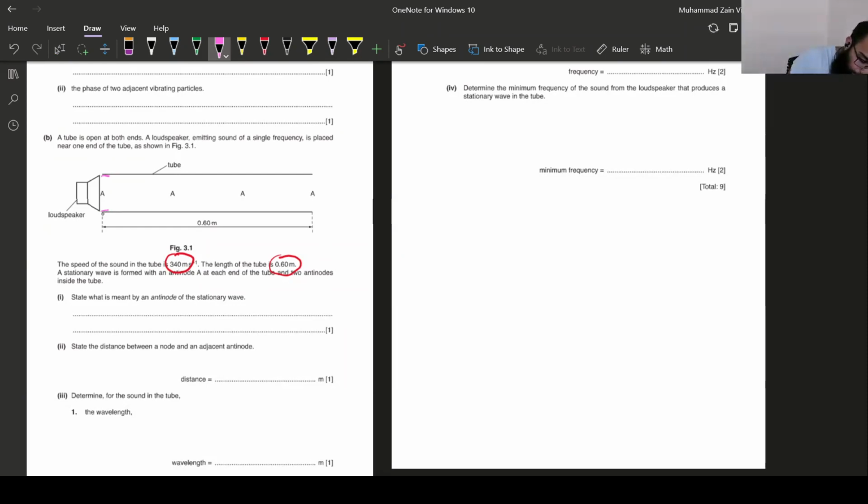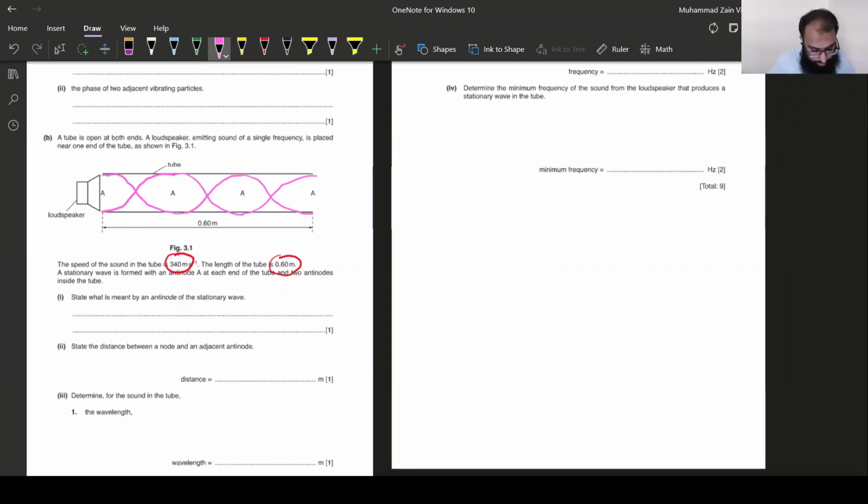So if A is our antinode, this would be how a wave would be between any two antinodes. So this is how the wave is there. And now similarly, I repeat the pattern. So the wave becomes something like this. So this is simply how the wave is formed inside this tube.